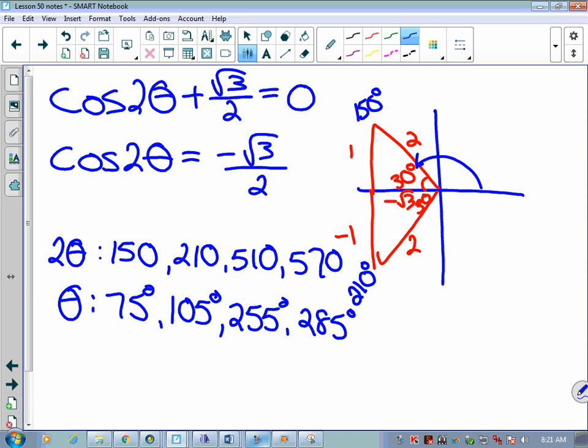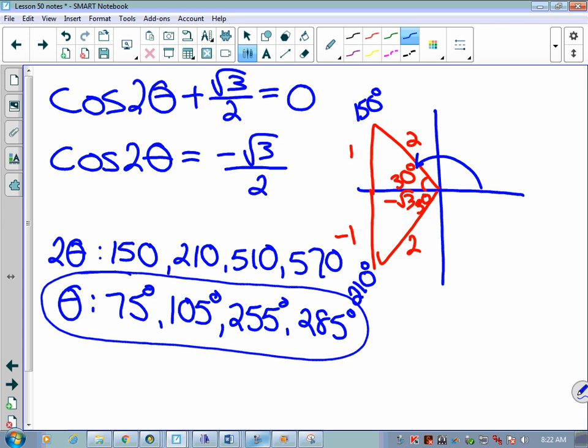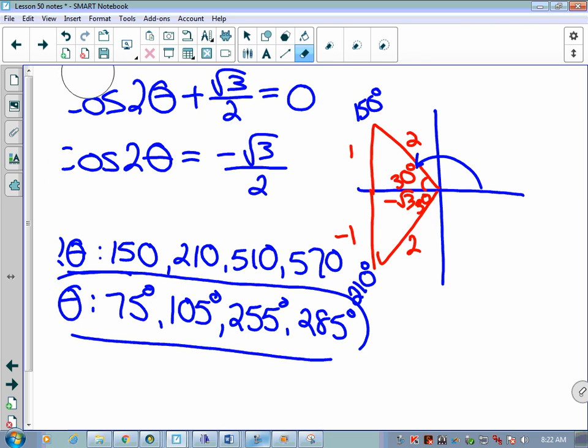As we're looking at this, is this really new information, or are we just adding some new components to it? So my answers are those degrees right there: 75, 105, 255, and 285. If we went any further, we'd be shooting over 360, which is why we stopped there.